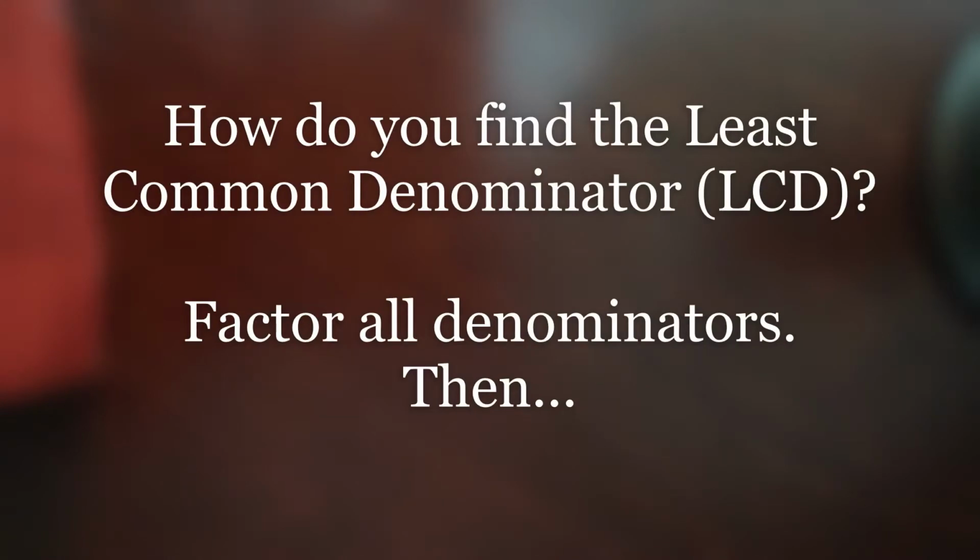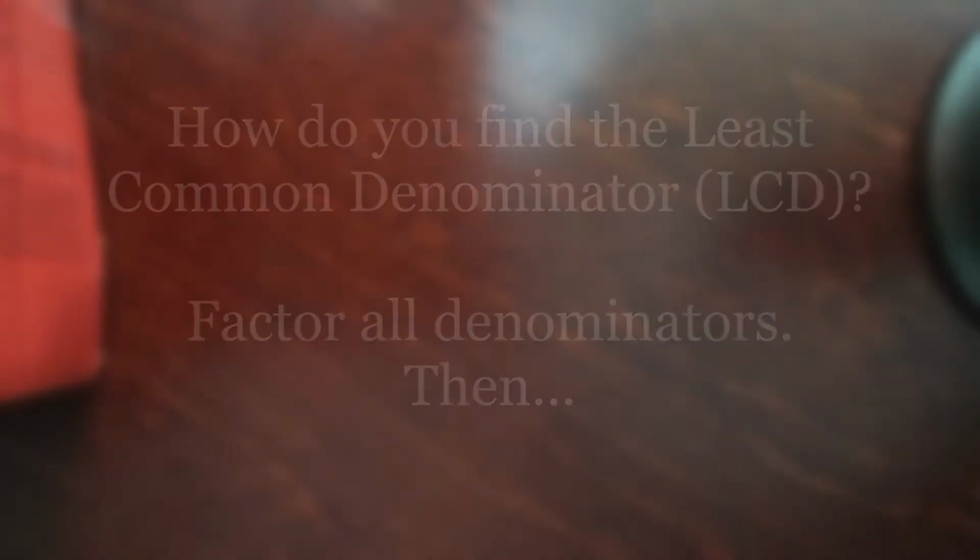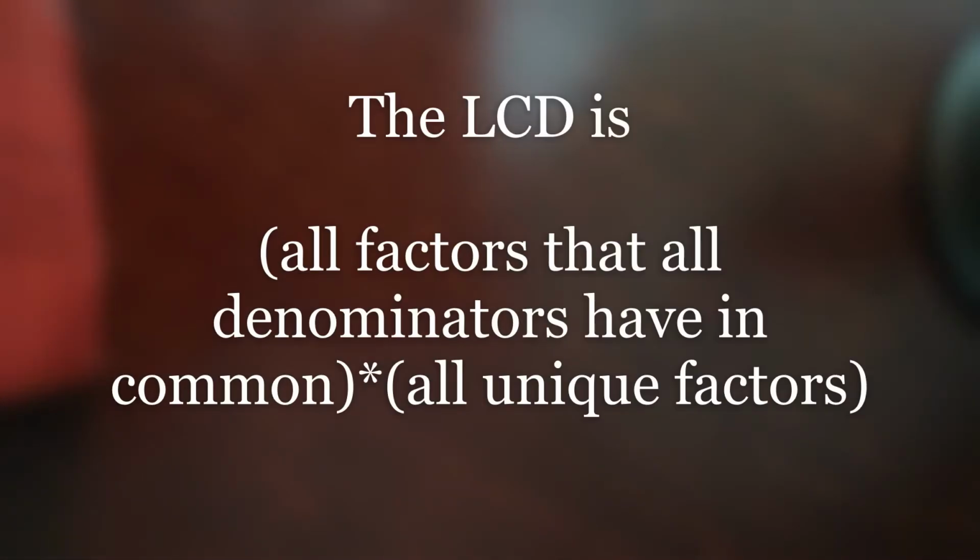How do you find the least common denominator? Factor just the denominators, but factor every denominator. Then you're going to multiply all factors that all the denominators have in common times any unique factors from each denominator. This will probably be easier to see in an example, so let's do a couple examples.